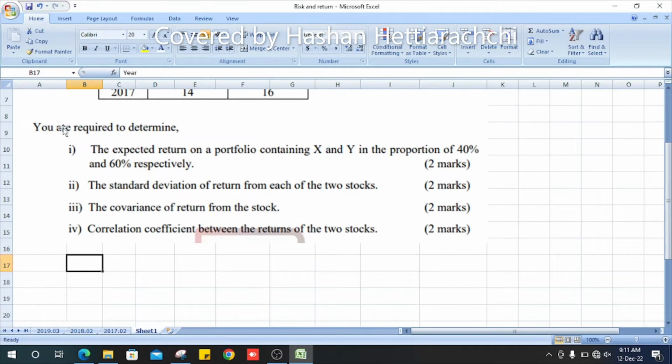They ask, you are required to determine, first, the expected return on a portfolio containing X and Y in the proportion of 40% and 60% respectively; the standard deviation of return from each of the two stocks; the covariance of return from the stocks; and the correlation coefficient between the return of the two stocks.